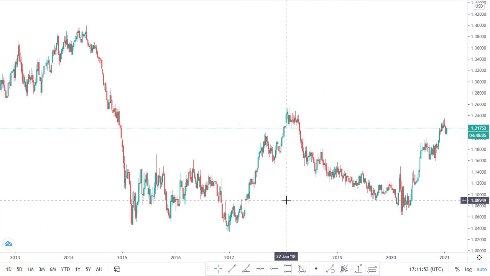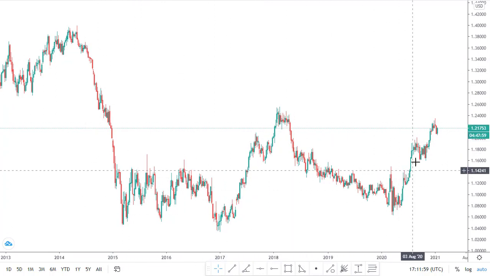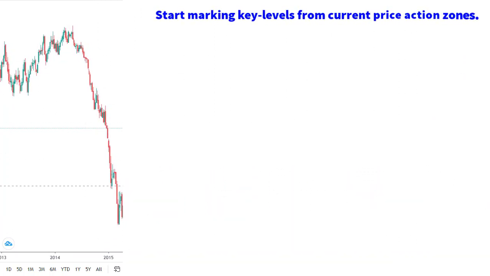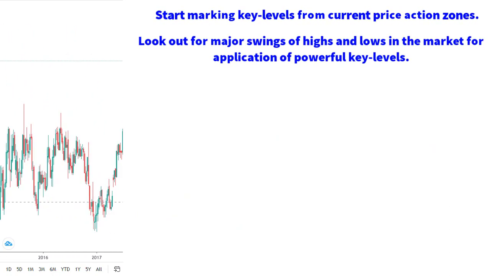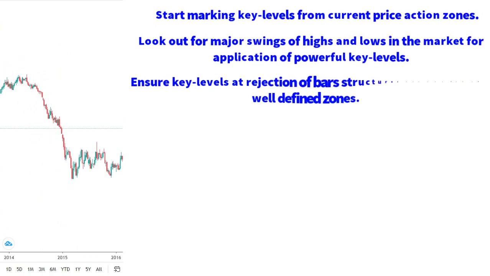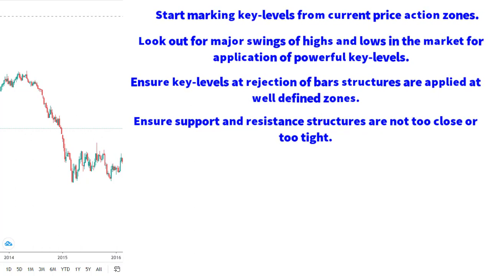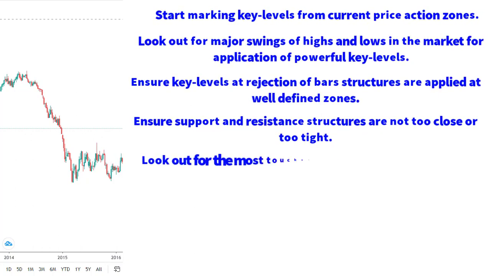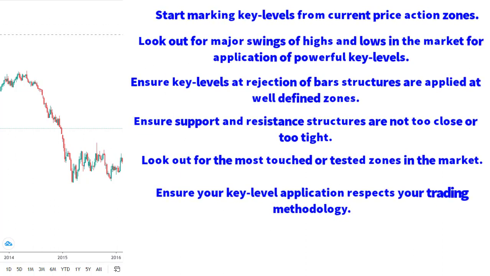Before we start marking powerful support and resistance structures, there are some rules we have to take into consideration, and they are: start marking key levels from current price action zones. Look out for major swing highs and lows in the market for application of powerful key levels. Ensure key levels at rejection of bar structures are applied at well-defined zones. Ensure support and resistance structures are not too close or too tight. Look out for the most touched or tested zones in the market. Ensure your key level application respects your trading methodology.